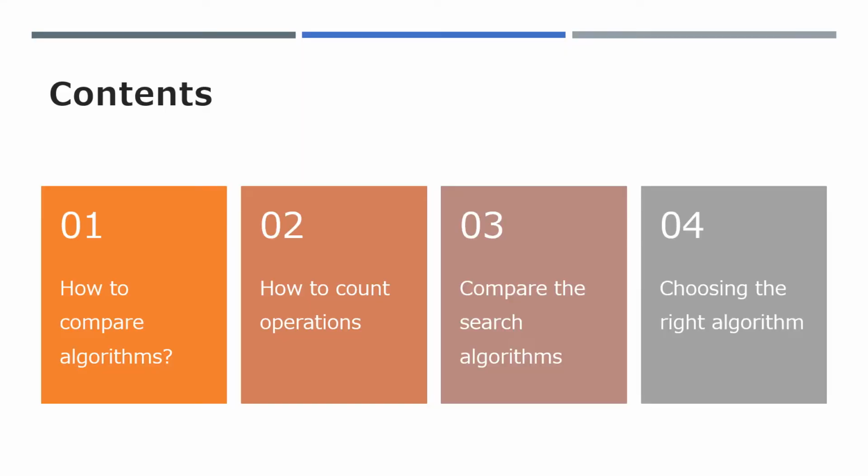This lesson will be looking in general at how we compare the efficiency and speed of algorithms and how we count the number of operations required by an algorithm. We'll use this method to compare the two search algorithms which we learned about last week, and then we'll see what factors we need to take into account when we're choosing the right algorithm for a job.